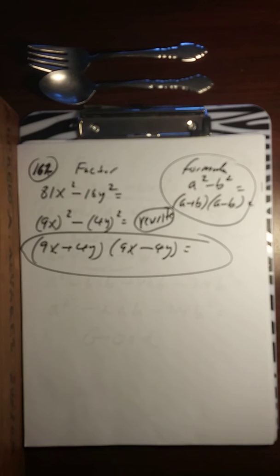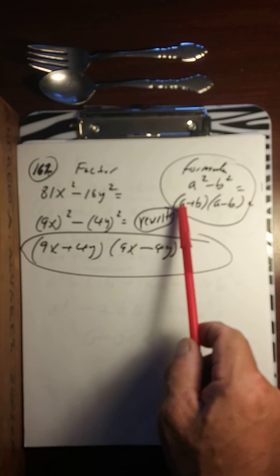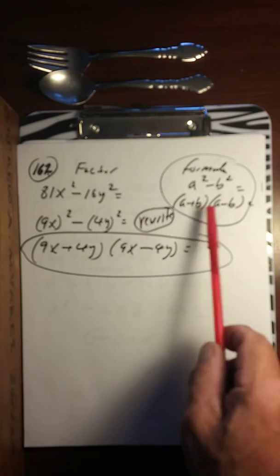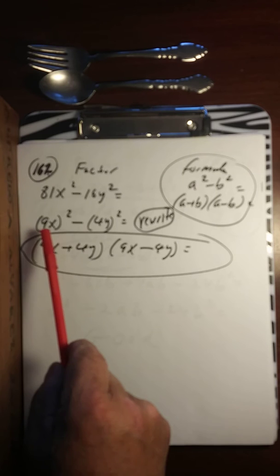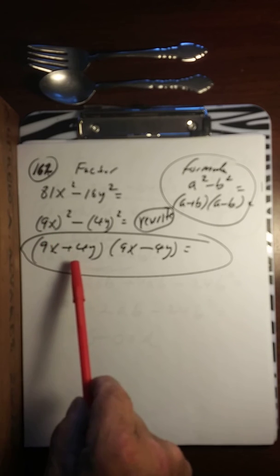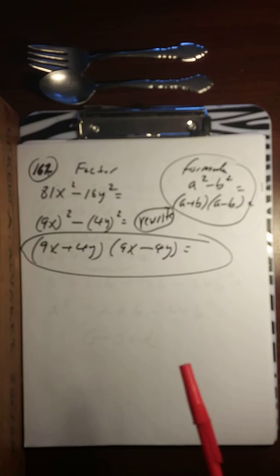Another difference of squares. So a squared minus b squared is a plus b, a minus b. So we write it. 9x times 9x is that. 4y is that. So it's going to be 9x plus 4y and 9x minus 4y. And then I guess you multiply it out if you want to check it.